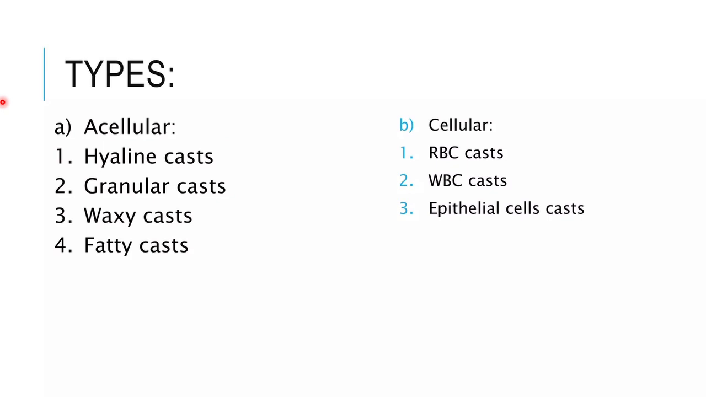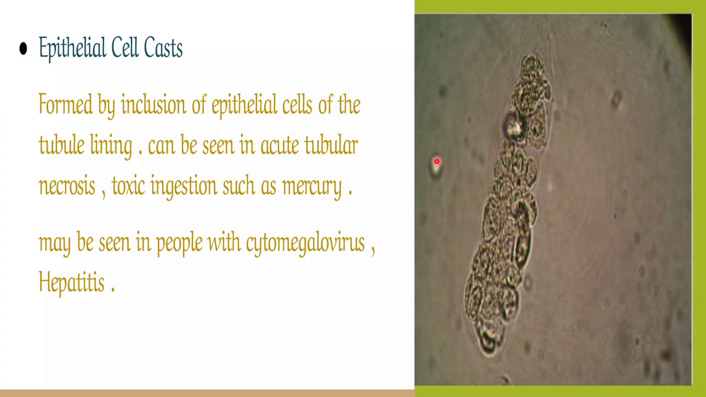Acellular casts are your hyaline cast, granular cast, waxy cast, fatty cast, etc. And the cellular casts are the casts which contain cells. It could be RBCs, it could be WBCs, or it could be the renal epithelial cells. So these renal epithelial cell casts are formed when the epithelial cells which line the tubules of the kidney are shed off or come together and form a cast.